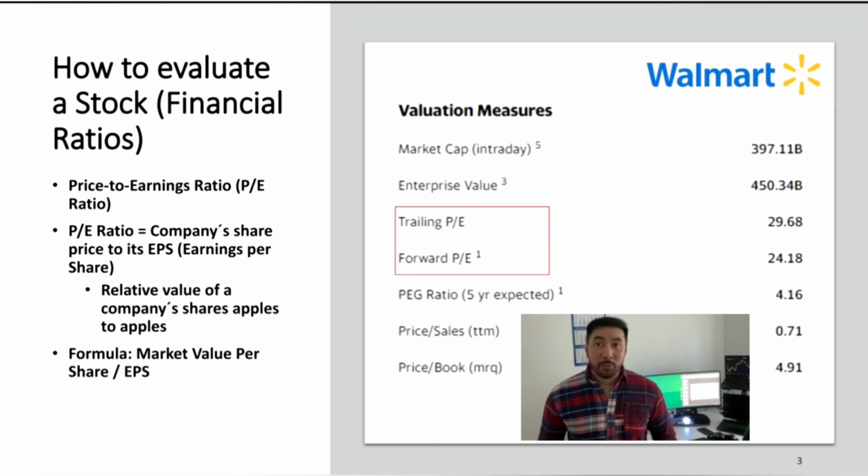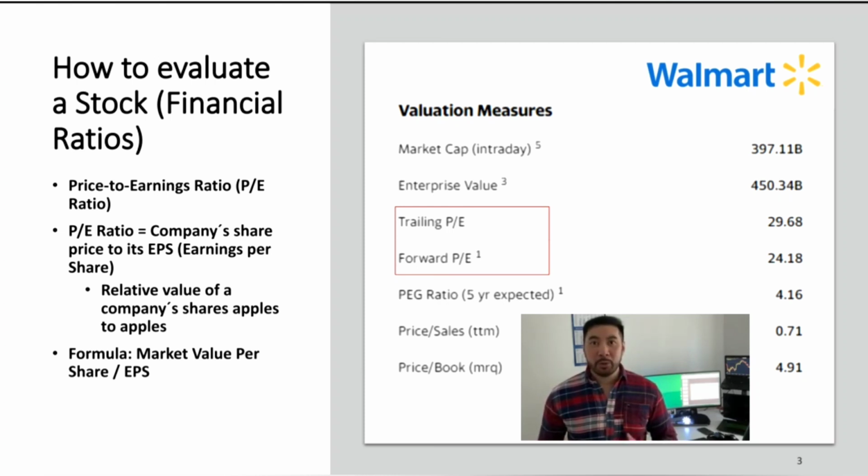And so you can see why some investors would prefer to use the trailing PE ratio, because it's based on actual performance that has already happened, while other investors might prefer the forward PE ratio because it gives them a better idea of where the company is expected to be in the near future. But honestly, both metrics are extremely valuable, so I recommend that you always look at both. Now, in the case of Walmart, they have an okay trailing and forward PE ratio of 29.68 and 24.18 respectively, but how do I know that these stats are actually good? This is where we can start making some comparisons.